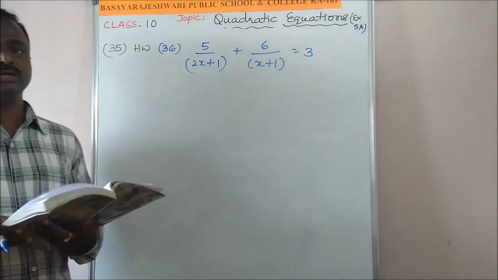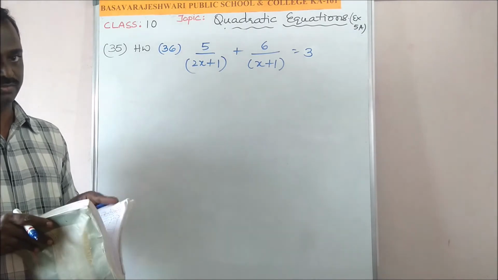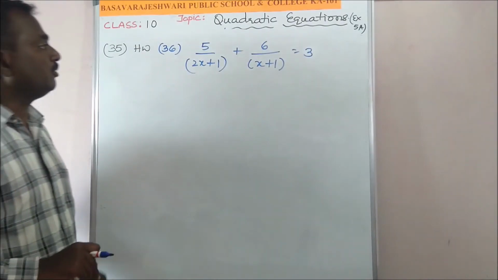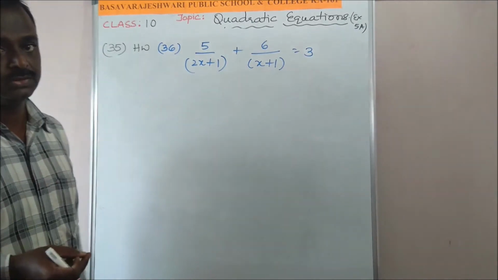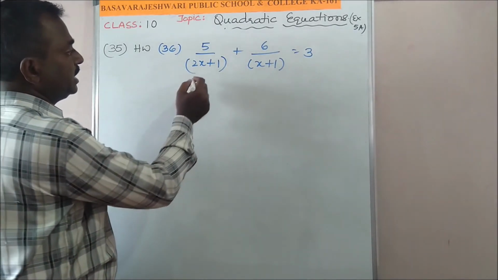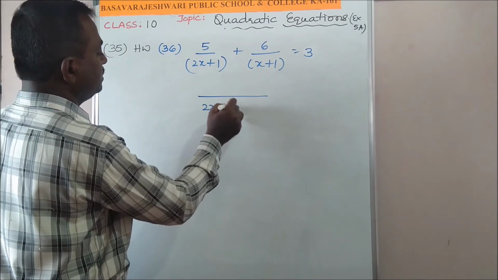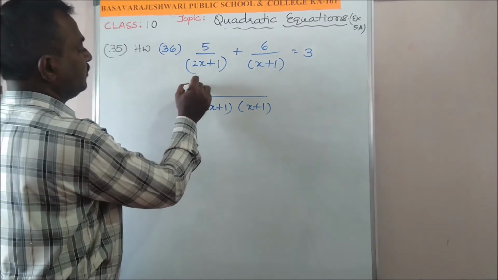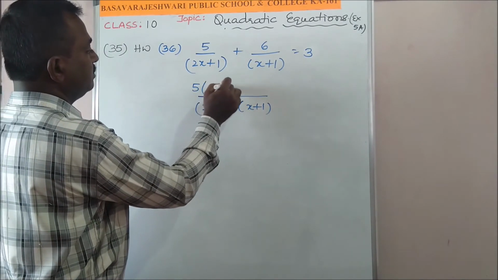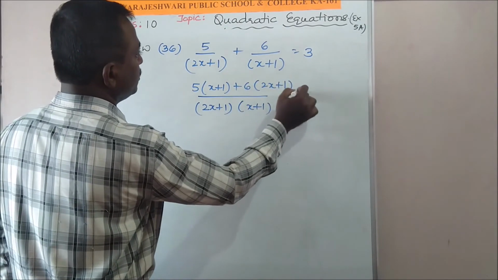So the 35th question I am giving as homework, and I am going for the 36th question. Okay? 5 by (2x plus 1) plus 6 by (x plus 1) is equal to 3. So now we have to take the LCM for this LHS: (2x plus 1)(x plus 1). What remains? 5 into (x plus 1) plus 6 into (2x plus 1) is equal to 3.